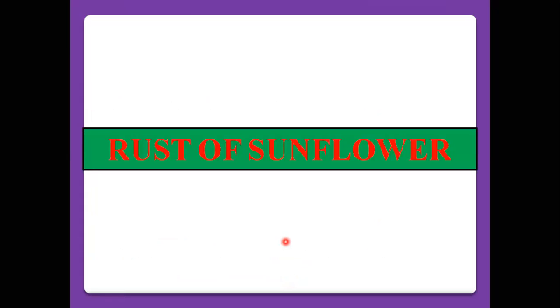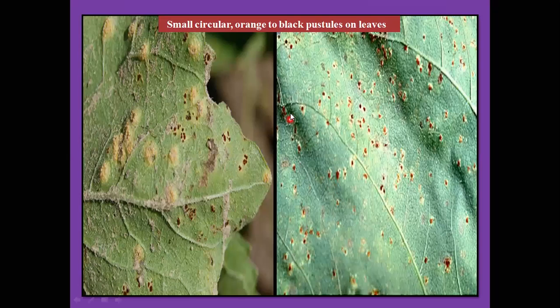Okay, so you can properly understand the information about the rust disease. Then sunflower crops also show the rust disease. Okay, so these are small circular orange to black pustules seen on the leaf portions.